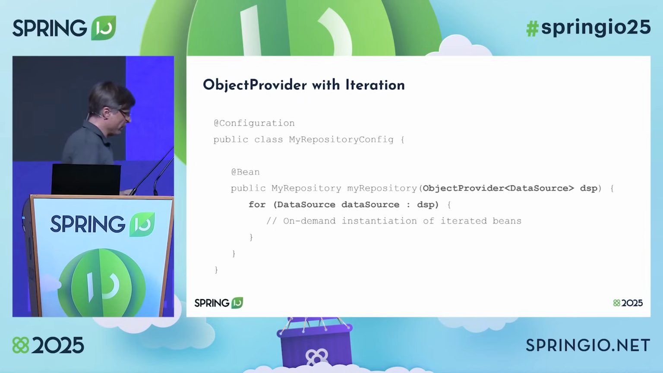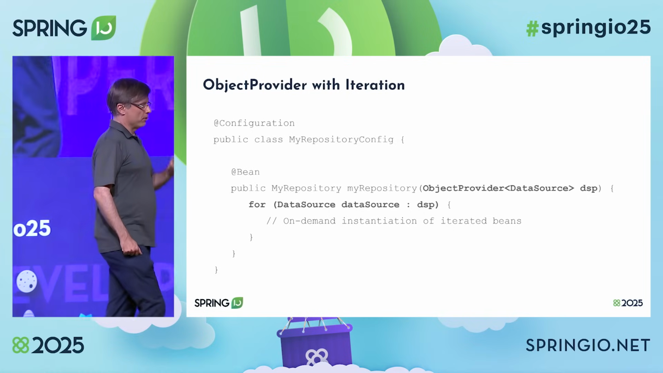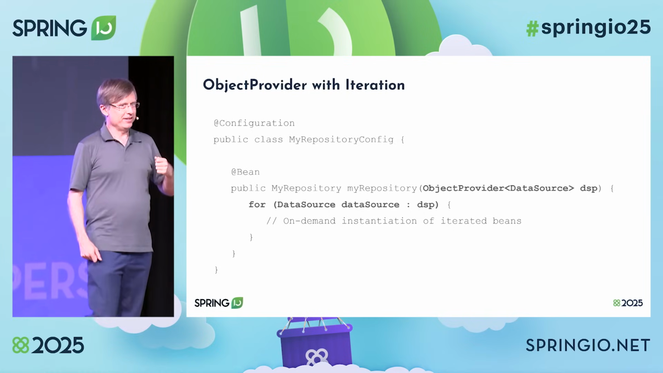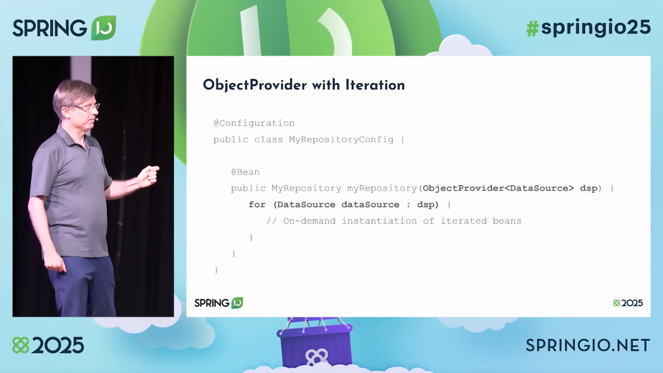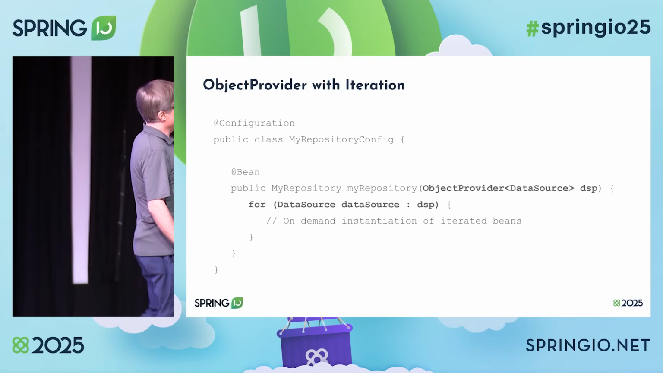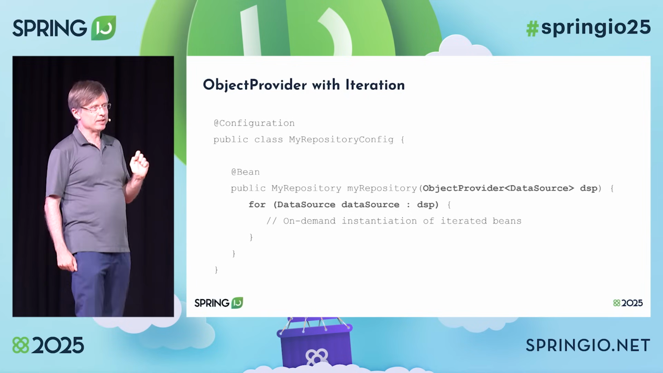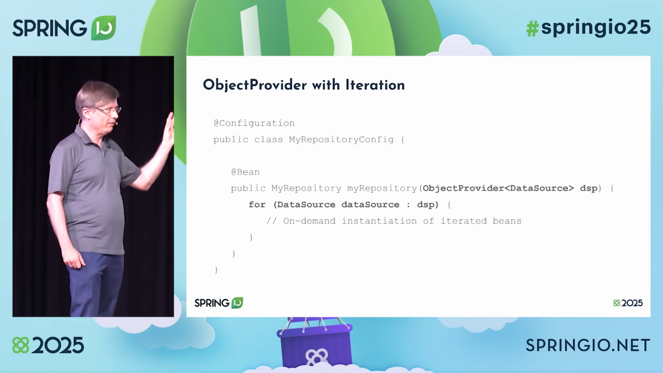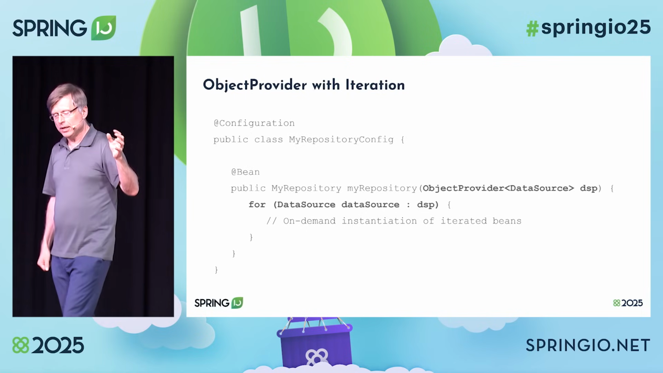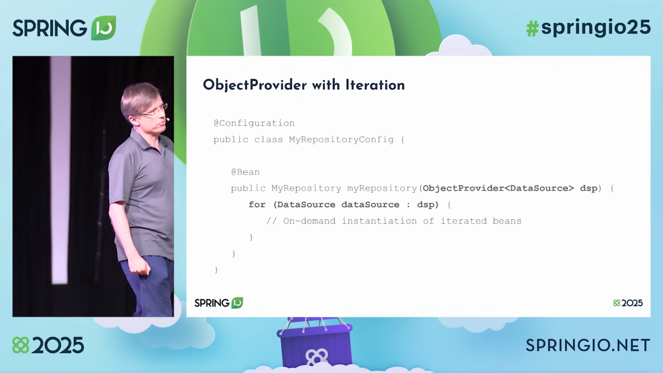Switching to the object provider mindset. You're already getting a bit of a hint of the story here, right? Object provider is kind of the preferred way of doing these things. If you declare an object provider of data source, that can be a single data source, as we've seen before. You call getObject on it, you call getIfAvailable or ifAvailable on it. You're basically interacting with the presence of a single uniquely resolvable data source.